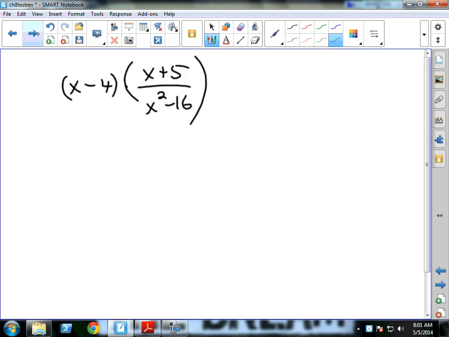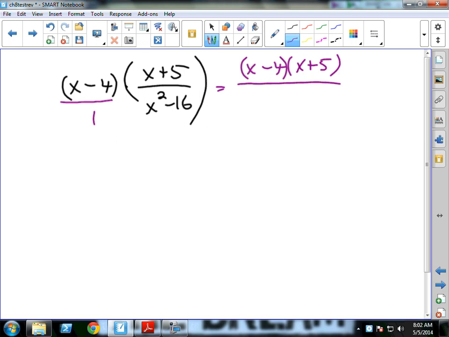Again, remember the notes that we had on this stuff. Factor and cancel. Factor and cancel. This first fraction's not over anything, so I'm going to put it over 1. And I'm just going to kind of rewrite my numerator. X minus 4. X plus 5. My denominator, I can factor x squared minus 16.